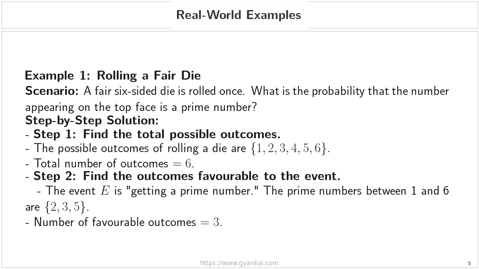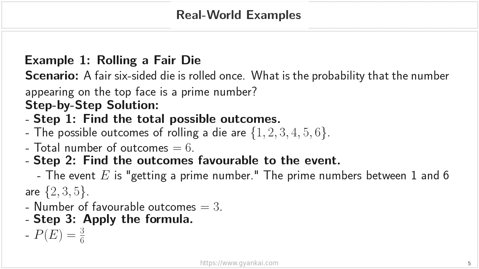Next, step 2, we need to identify the favorable outcomes. Remember, our specific event, which we call E, is getting a prime number. Looking at our list from step 1, we need to pick out only the prime numbers. Those would be 2, 3, and 5, so the number of favorable outcomes is 3.